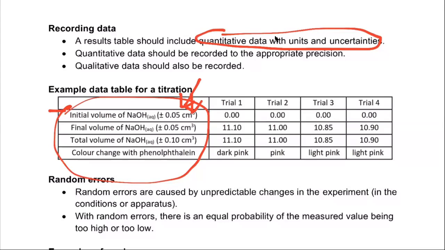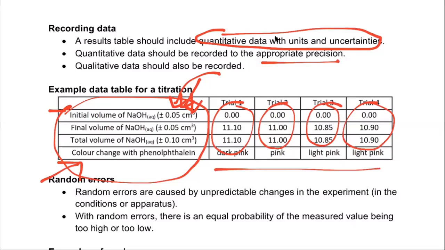And then you want to make sure it's recorded to the appropriate precision. What that means is, if you look at all the numbers here, all of them are recorded to 2 decimal places, because that is what the uncertainty goes to, the hundredths place. So even though there are zeros on some of them, they're still all to the same decimal places based on that uncertainty. And then qualitative data, we also put it in there. By itself it obviously doesn't need uncertainties and units because it's not a number, but it's still in here because both of them are important.